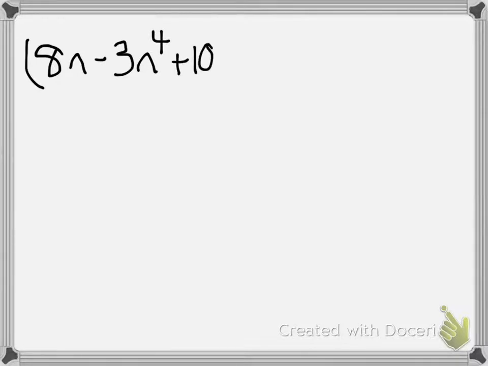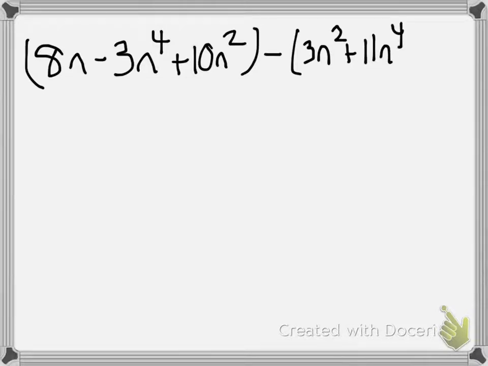So I've got 8n minus 3n to the fourth plus 10n squared minus 3n squared plus 11n to the fourth minus 7. Okay, what's the first thing I do? I get everything that's to the right of this minus sign and I change the sign. Now, if this is a plus sign, don't do it. Only if it's a minus sign.